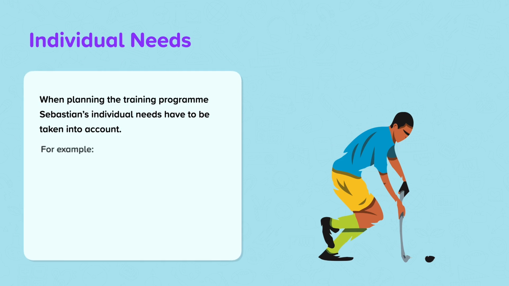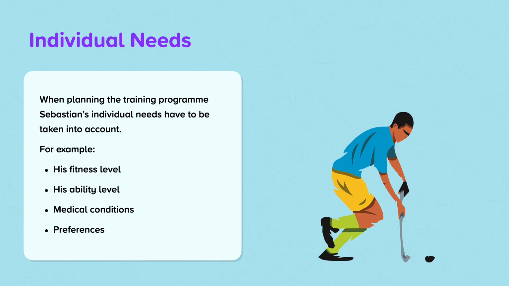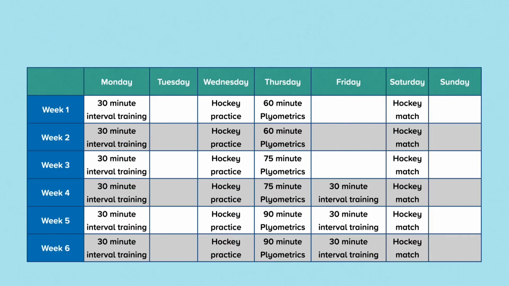So when planning the training program, Sebastian's individual needs have to be taken into account. For example, his fitness level, his ability level, medical conditions, and preferences. This is an example of a 6-week training program for Sebastian.